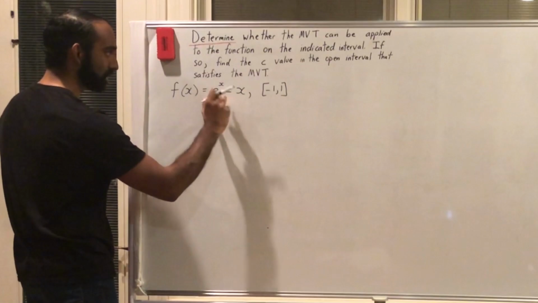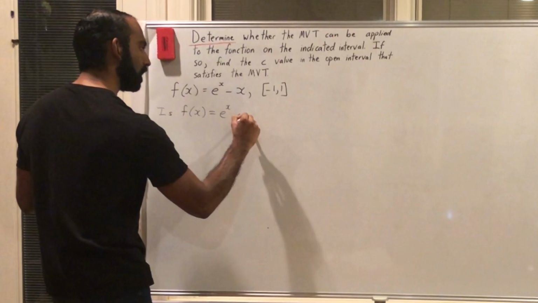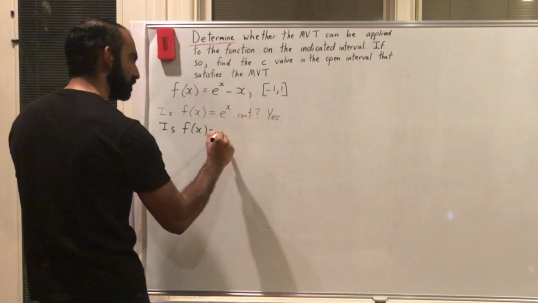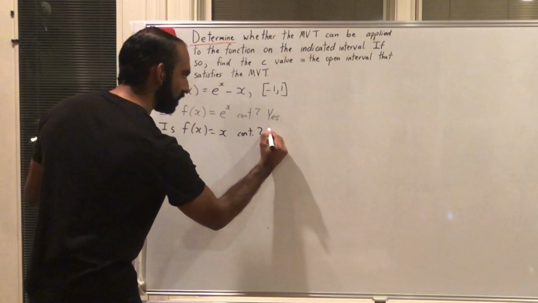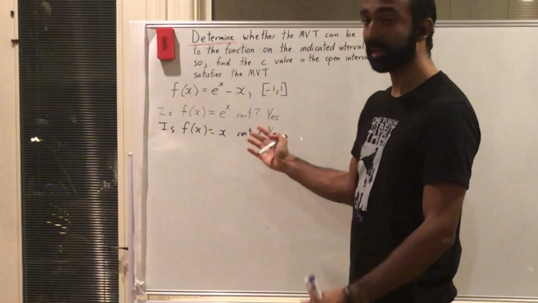Is this function continuous? Well, one way to answer that is, say, just e to the x by itself, is that continuous? I believe so. Yes. How about if your function was just plain old x, is that continuous? Yeah, as you know from Foundations pre-calc, these are nice continuous functions. And these are continuous everywhere. They're continuous from negative infinity to positive infinity. So of course they're continuous here.